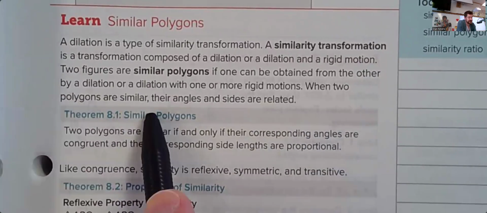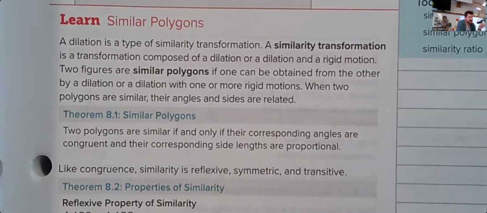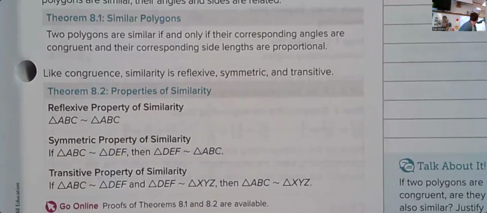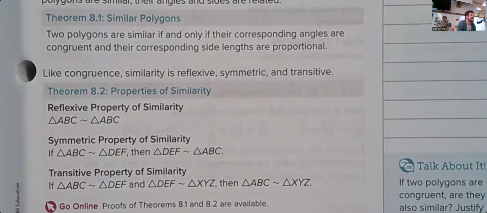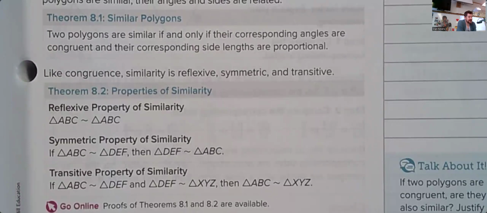When two polygons are similar, their angles and sides are related. Specifically, here's our first theorem. Two polygons are similar if and only if their corresponding angles are congruent. So similar figures have the exact same angle measurements no matter what, something larger or something smaller. Think about two squares, right? If you have a really tiny square and you have a really big square, all four corners are 90 degrees between those two squares. It's only the side lengths that are different. So similar figures have congruent angles.